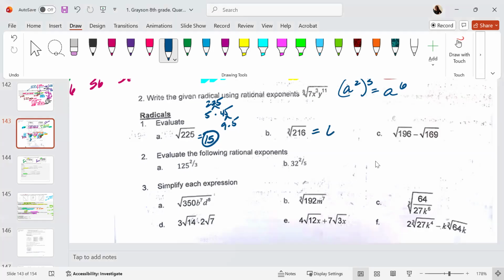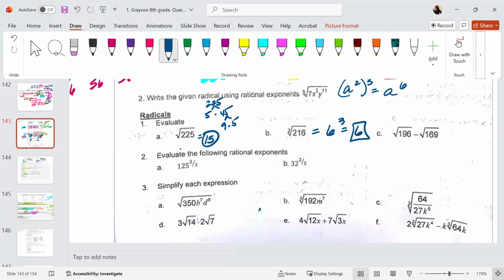I think that for B, it's 6 to the third, which is just 6. Yeah, it is. 6 to the third.